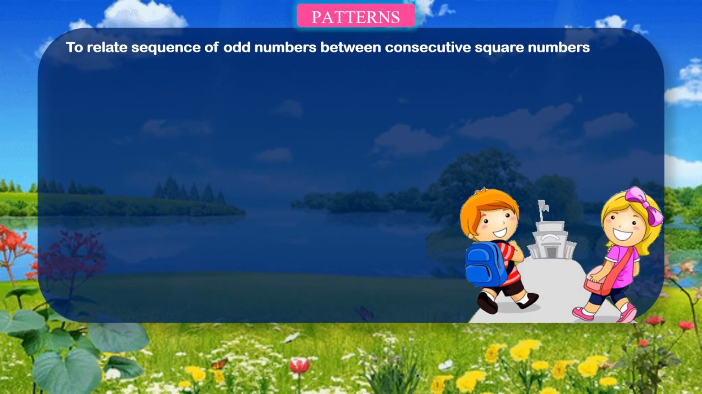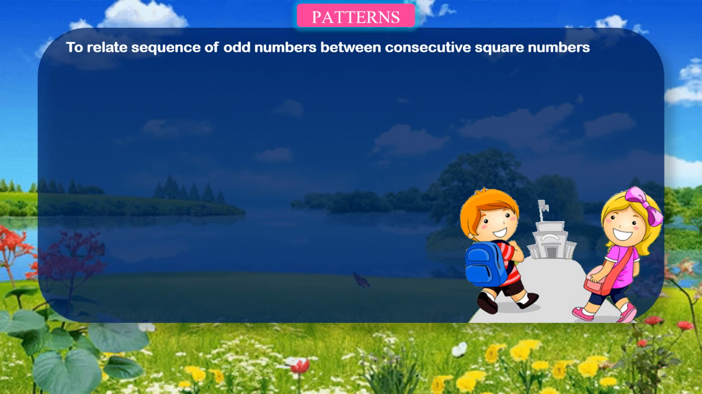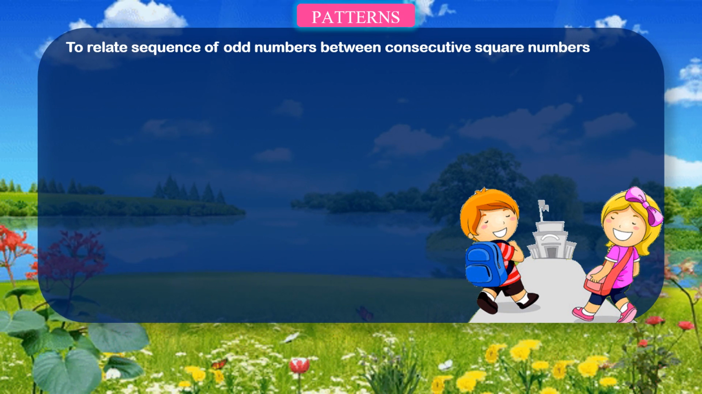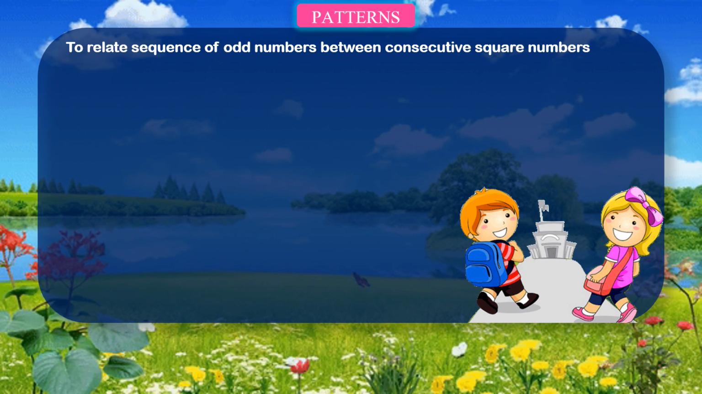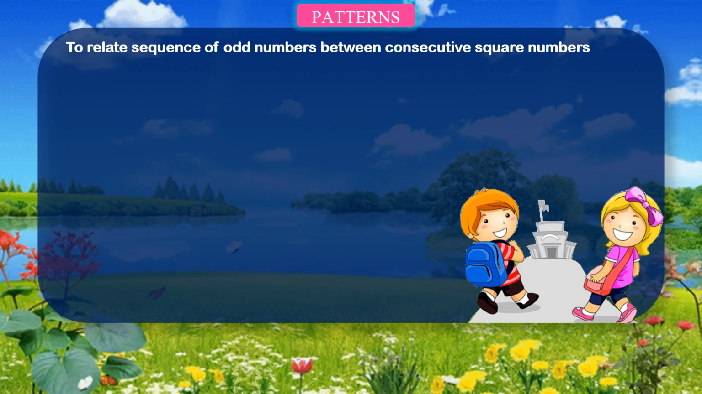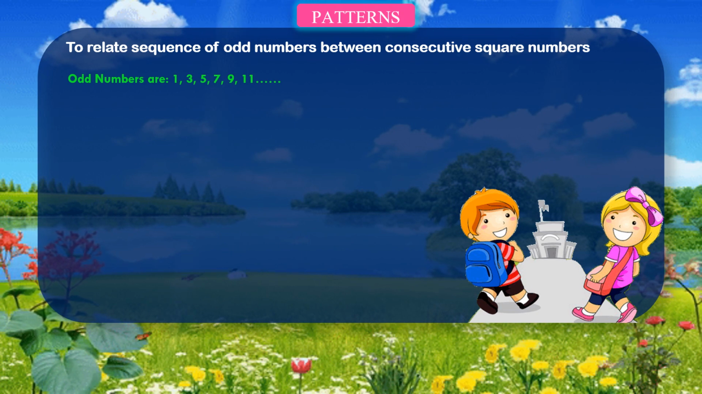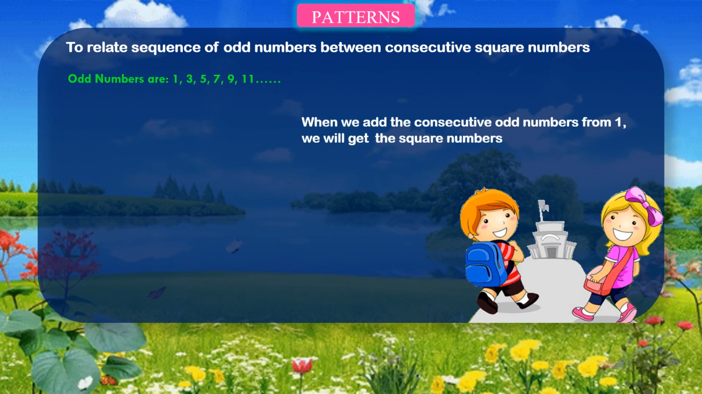To relate the sequence of odd numbers between consecutive square numbers. We have already learned about the relationship between square numbers and triangular numbers. Now we are going to know the relationship between consecutive square numbers and odd numbers. Odd numbers are 1, 3, 5, 7, 9, 11, etc.